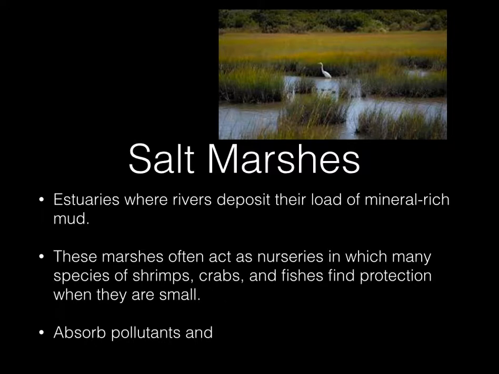So salt marshes, these are also kind of inland marine ecosystems. These are estuaries where rivers deposit their load of mineral-rich mud. These marshes often act as nurseries in which many species of shrimp, crab, and fish find protection when they are small. They are able to come and have their babies here, but then again, larger organisms are able to come and feed on these populations. And again, they absorb pollutants as well.